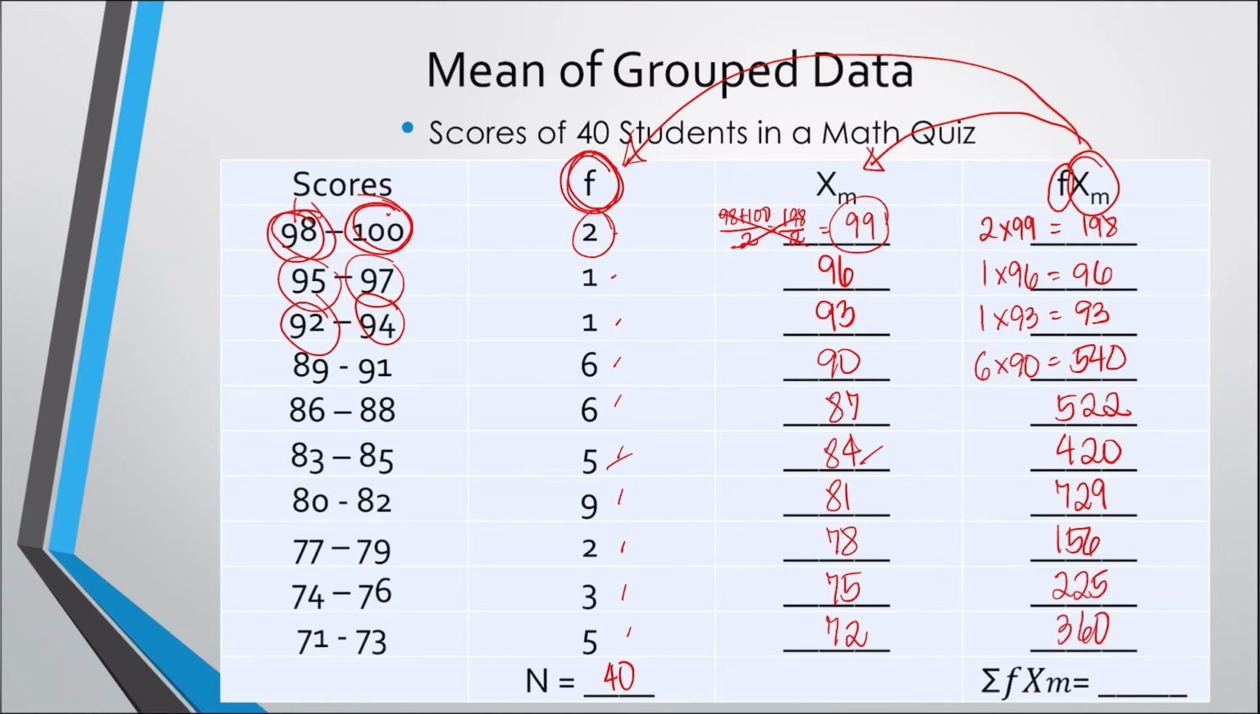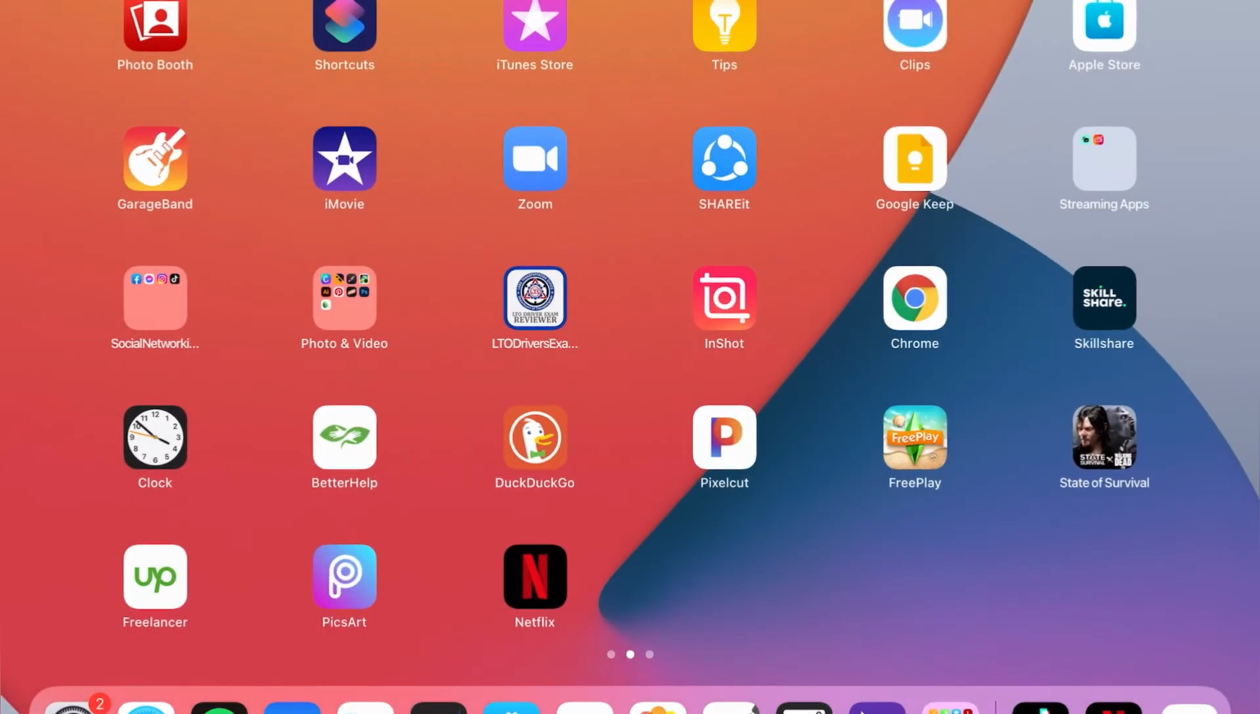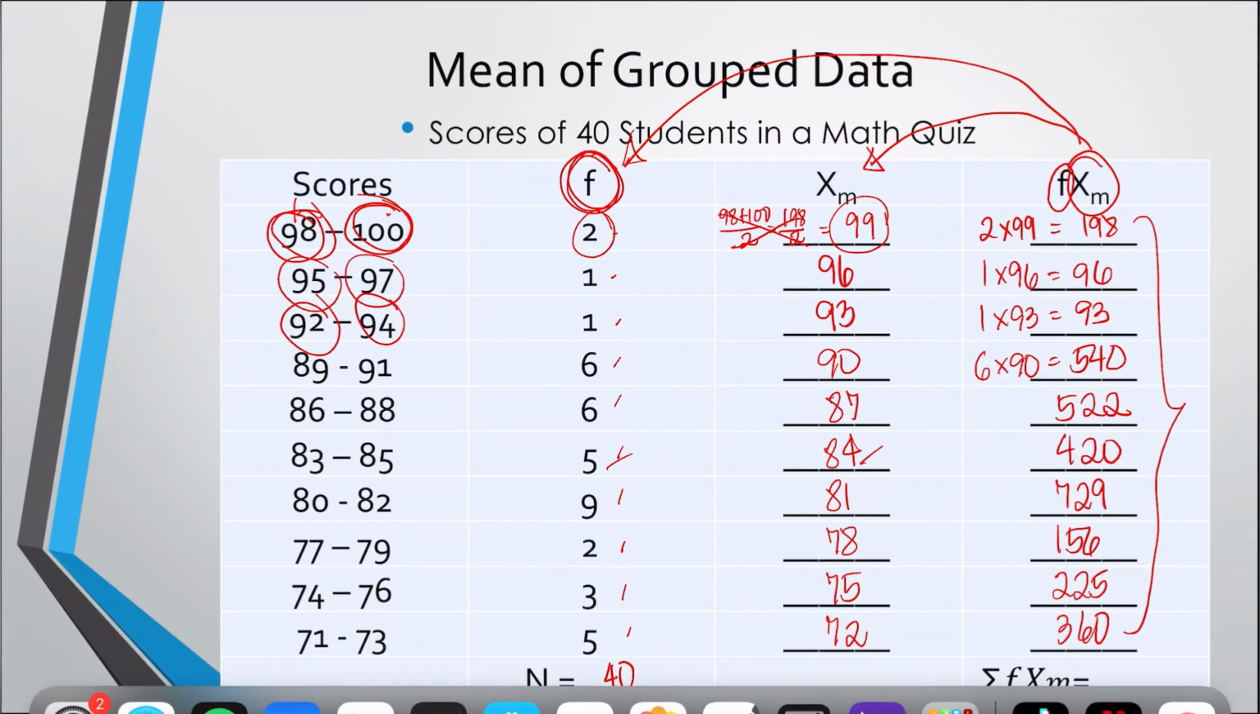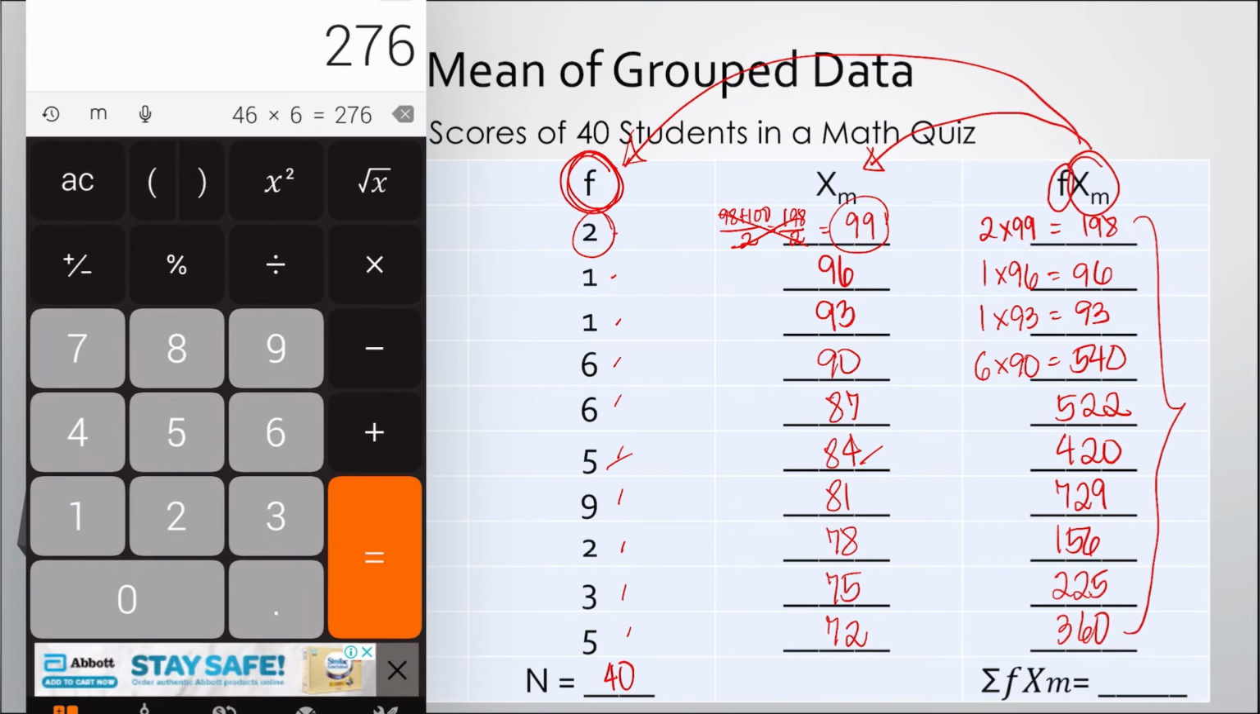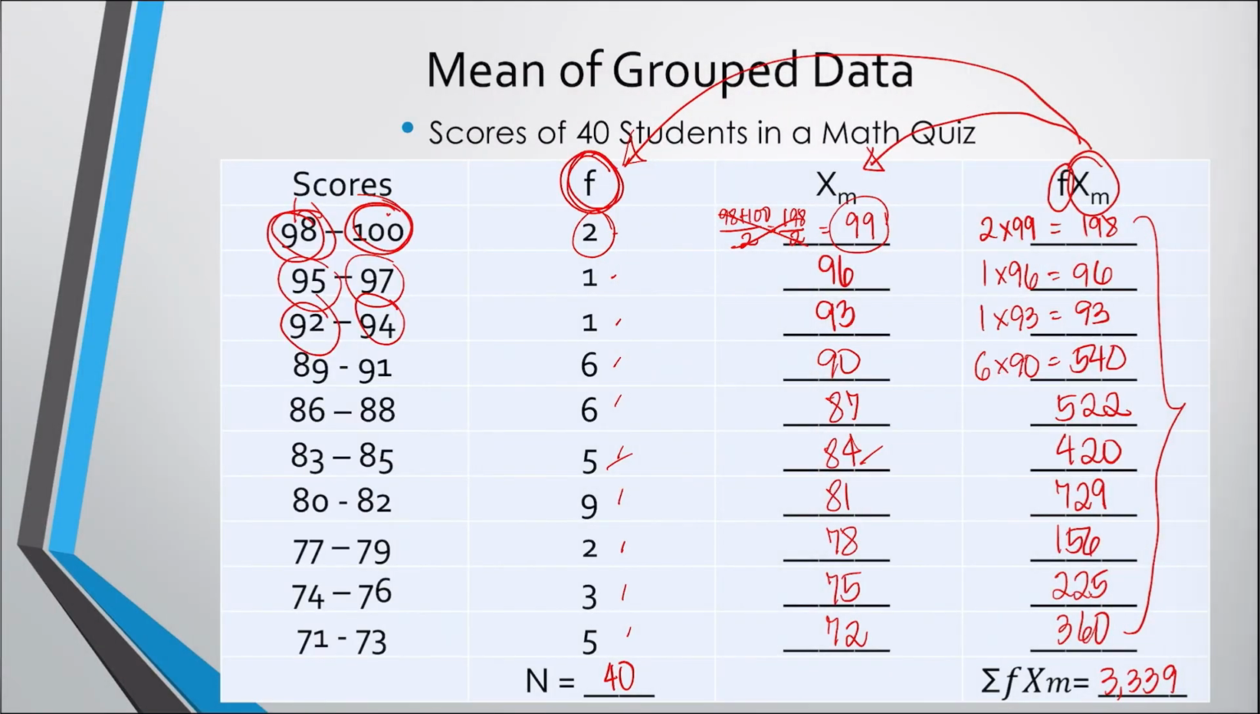Okay? And then, i-add lang natin silang lahat. So, pag in-add natin itong lahat, pwede tayo gumamit ng calculator. 198 plus 96 plus 93 plus 540 plus 522 plus 420 plus 729 plus 156 plus 225 plus 360. That is equal to 3,339.